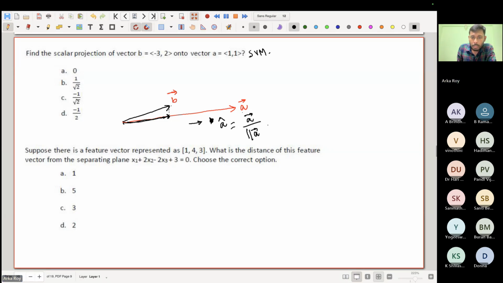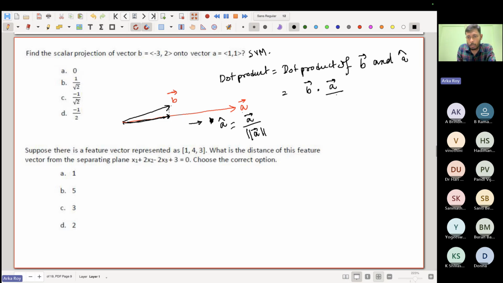So this is A divided by norm of A. And then we know from high school mathematics that projection of two vectors means dot product. So we have to calculate the dot product of B and A cap, that is the unit vector along A. So I can write it like this: B dot A divided by norm of A.